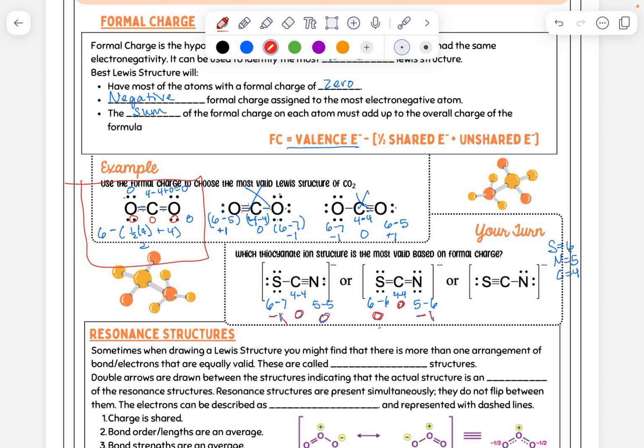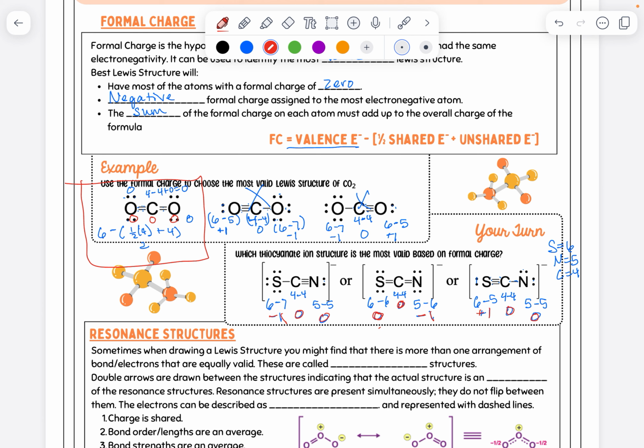And then my final one is 6 minus 2, 3, 4, 5, which gives me +1. Carbon again is 4 minus 1, 2, 3, 4, 4 minus 4, which gives me 0. And then nitrogen has 5 minus 2, 4, and then half of that is 1, 2, 4, 5, which is 0. Okay, so let's look at these and see which one's the best.